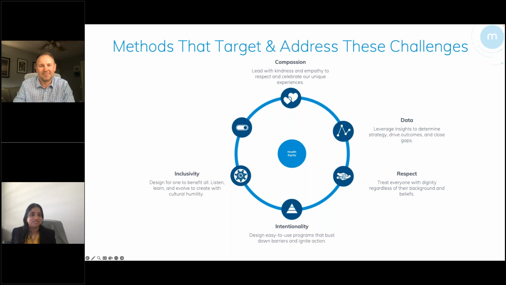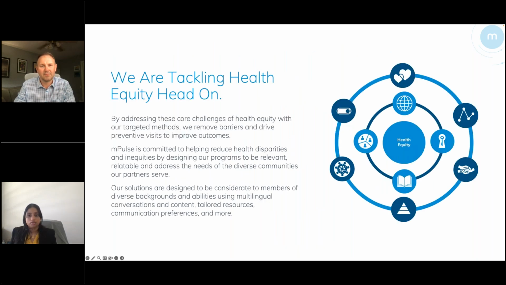Now, inclusivity. When we design for one, we benefit all. We need to listen, learn, and evolve. That is so incredibly important if we want to truly and meaningfully address health inequities. And last is simplicity. We want to communicate with clarity, use clean design and plain language. So when we approach these challenges with our methods, we ultimately can address health equity and patient engagement head on.